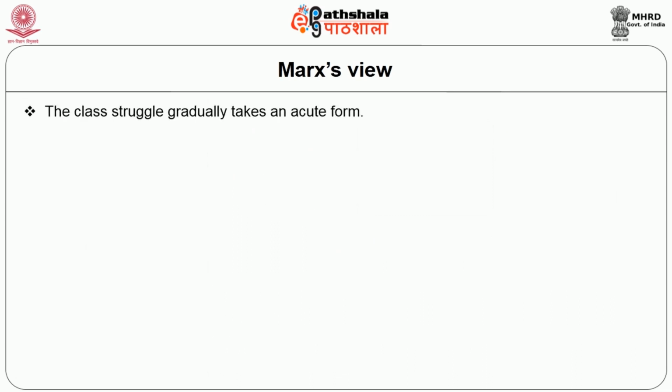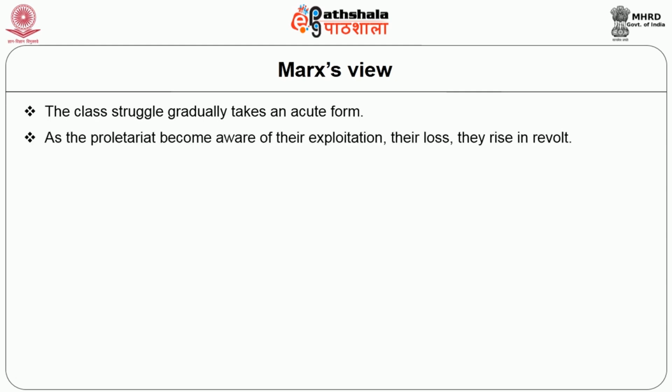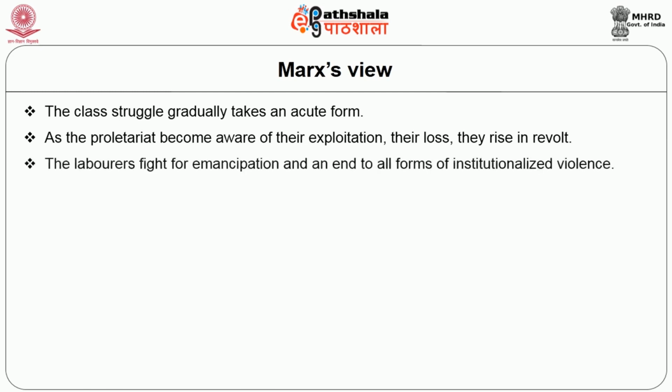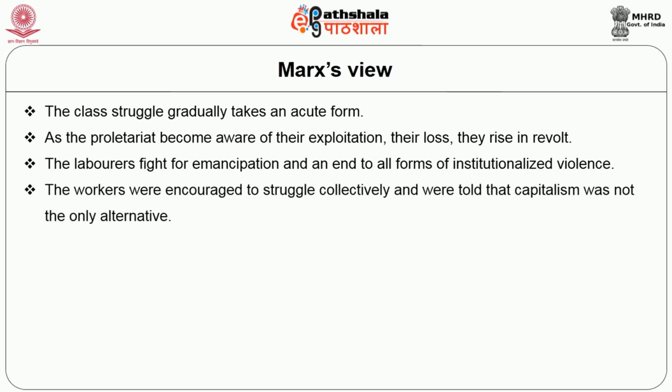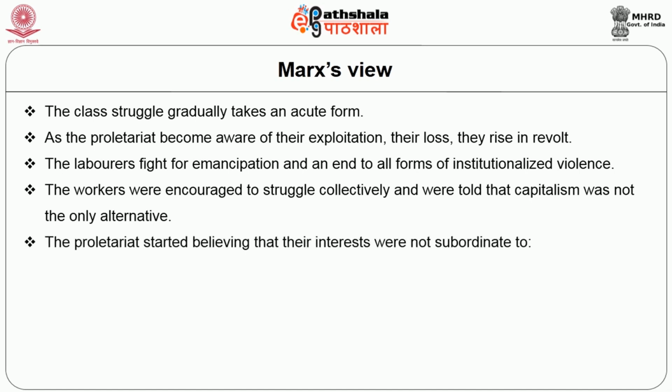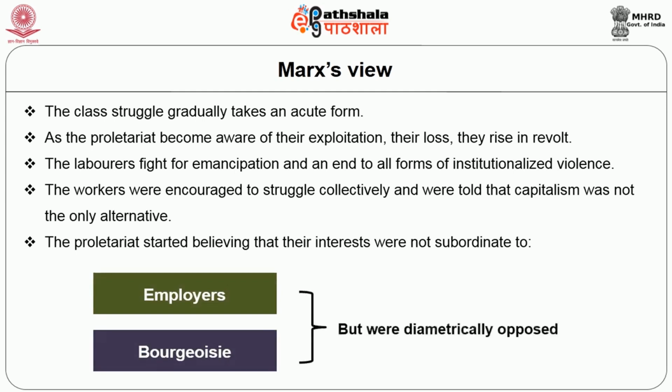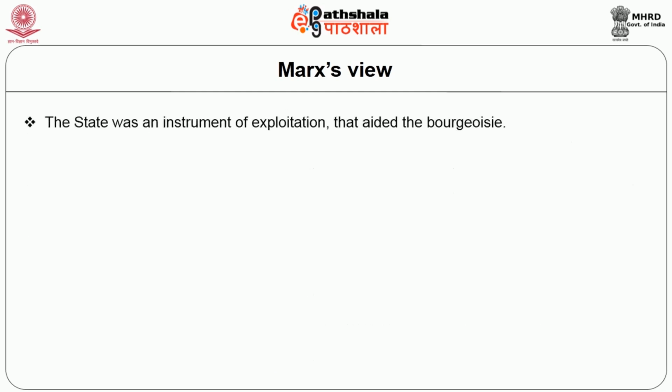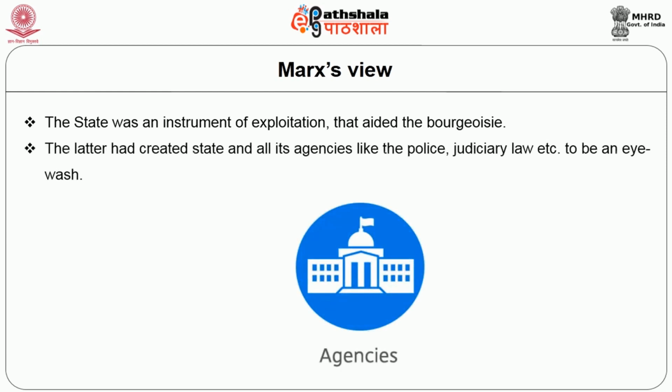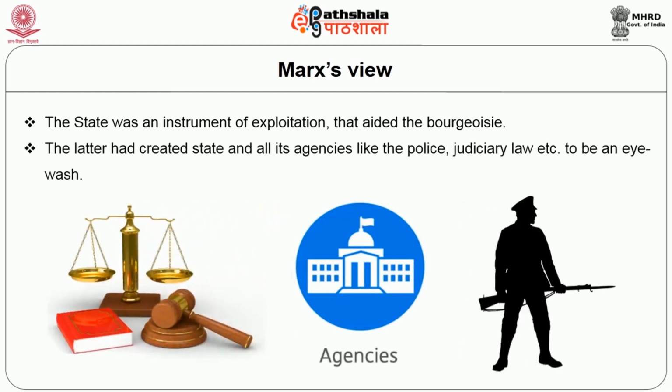The class struggle gradually takes an acute form. As the proletariat becomes aware of their exploitation and their loss, they rise in revolt. The laborers fight for emancipation and an end to all forms of institutionalized violence. The workers are engaged to struggle collectively and were told that capitalism was not the only alternative. The proletariat started believing that their interests were not subordinate to their employers, the bourgeoisie, but were diametrically opposed. The state was an instrument of exploitation that aided the bourgeoisie. The latter had created the state and all its agencies like police, judiciary, law, etc.